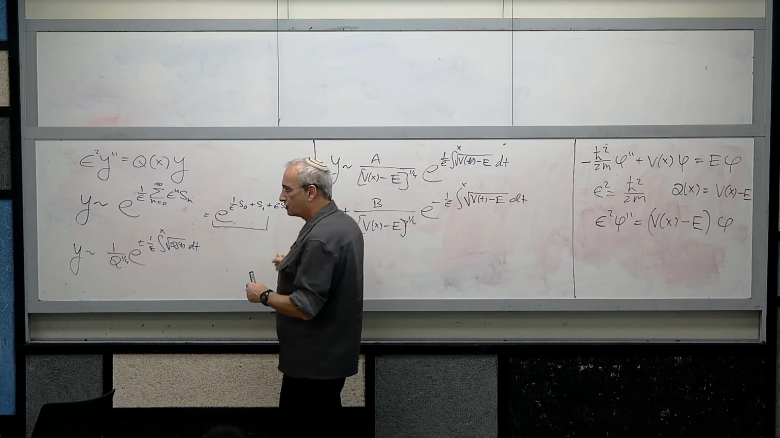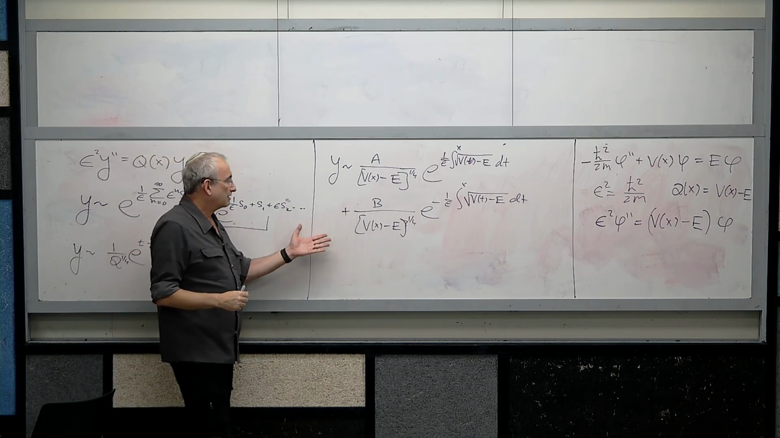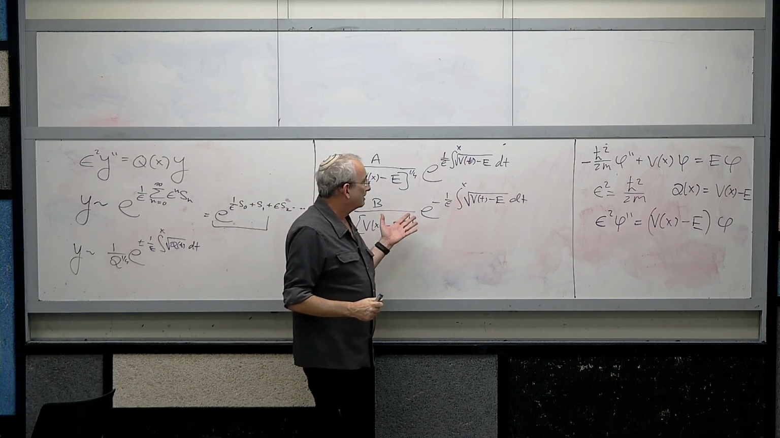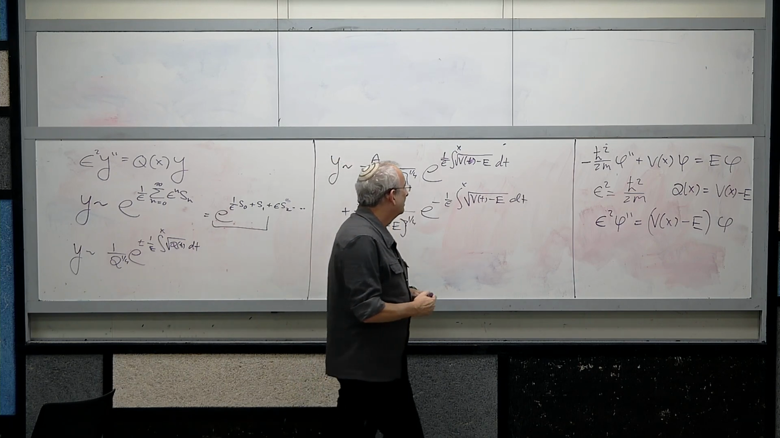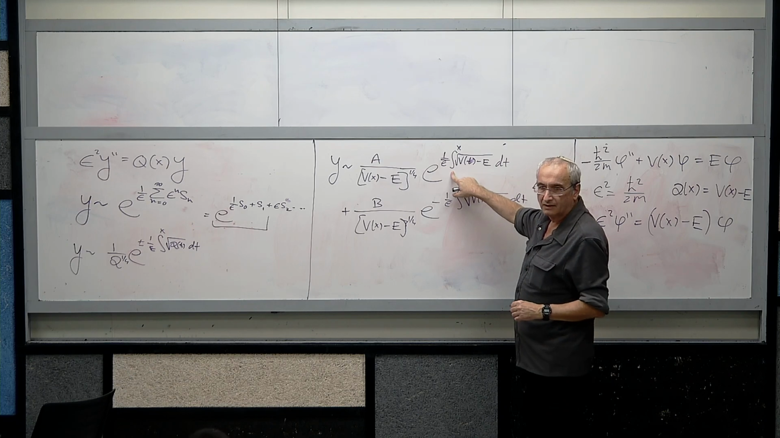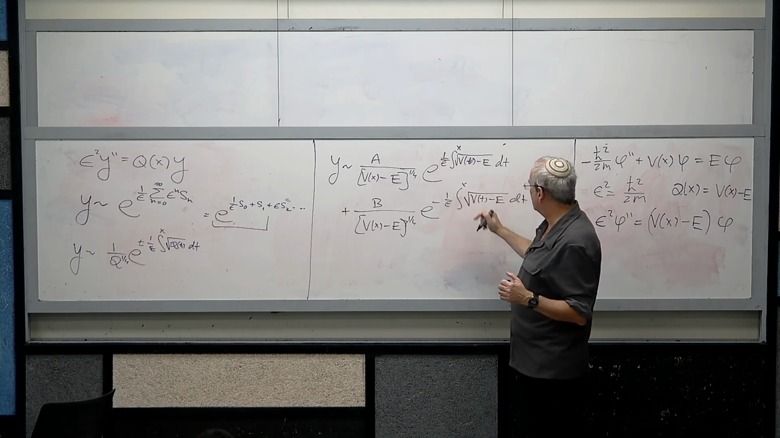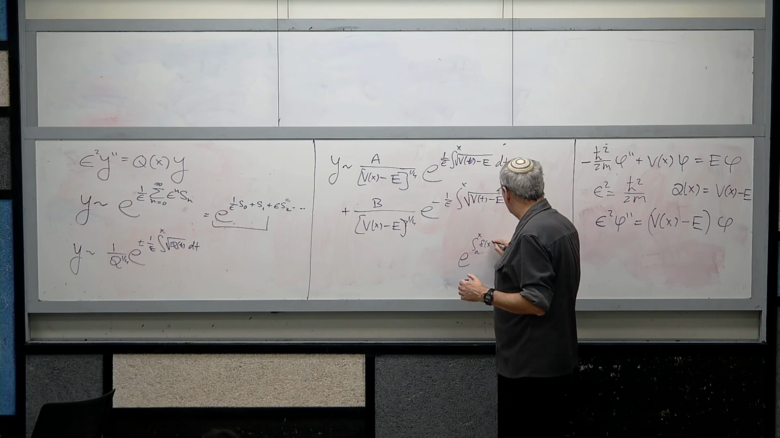So this is the most general solution, and the question is now how to implement it. A few remarks. First of all, what about the lower bound? It doesn't matter, because I have e to the integral from, say, a to x, of some function of t dt.